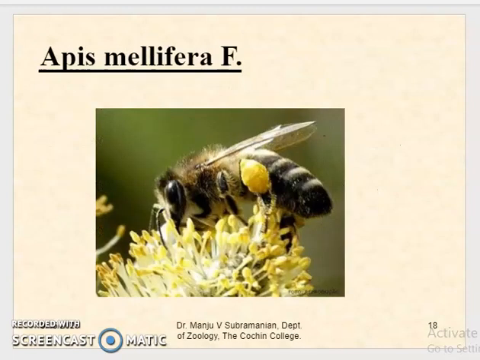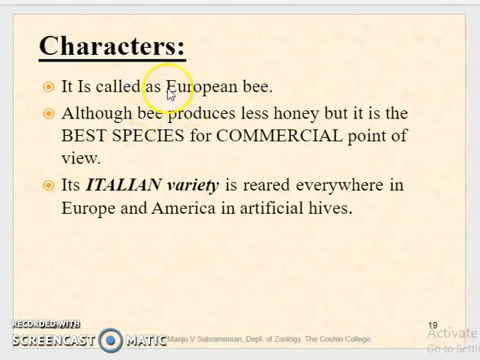Then Apis mellifera is the next species. It is called the European bee. Although the bee produces less honey, it is used in apiculture from the commercial point of view. Its Italian variety is reared everywhere in Europe and America in artificial hives.